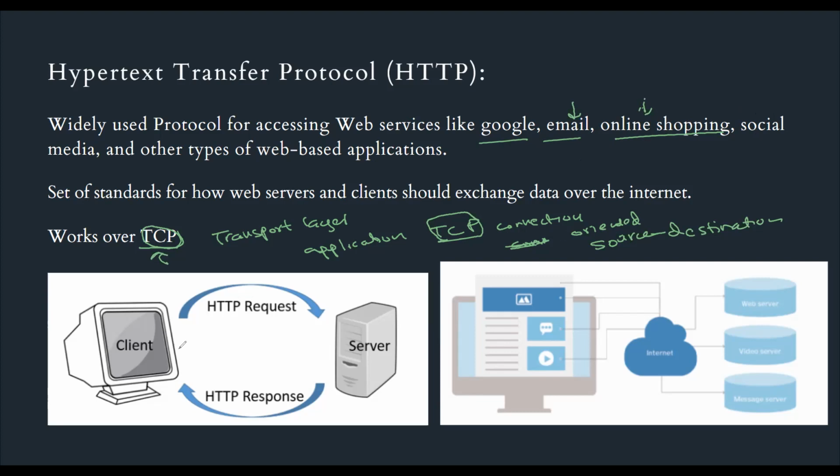And in this HTTP protocol, we use the request-response method. So we request some resources from the server, and the server responds back with an acknowledgement, and then the communication ends. So we can access different web services using the HTTP protocol. We can access websites like online shopping websites or Google email, and we can access video servers. We can access message servers, and depending on the application, we can access different types of servers.